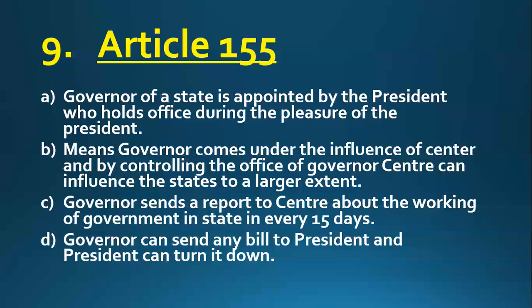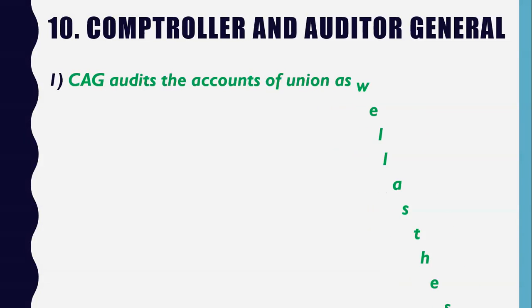Now friends, the governor can send any bill to the president and the president can turn it down. Now what does it mean? It means that the governor of the state has the power to send any bill passed by the legislature of the state, meaning the state legislative assembly. So the governor of the state has the power to send any bill, including a money bill. Okay, so the governor has the power to send any bill passed by the state legislative assembly for the assent of the president, and the president can easily turn it down. Okay, so in this way, the office of the governor is highly misused and the central government can highly influence the administration of the states. Okay. So friends, now let's move further to the 10th unitary feature of the Indian Constitution.